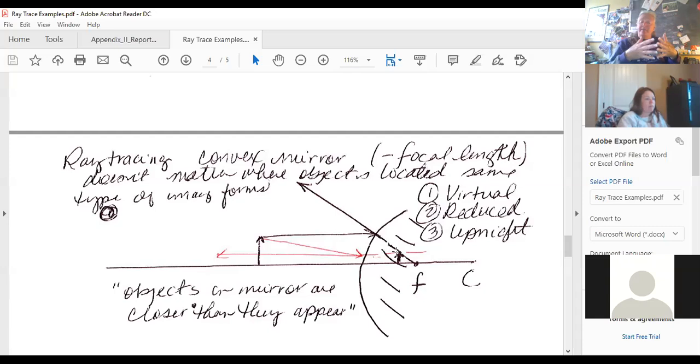Or security mirrors in convenience stores, or sometimes they'll have them in restaurants coming out of the kitchen if there's a blind corner. That way you can see around the corner. Everything looks smaller, but you have a bigger field of view so you can see in those blind areas, say around a corner or at the end of an aisle where you can't see if you're at the front of the store. So that's what those are.